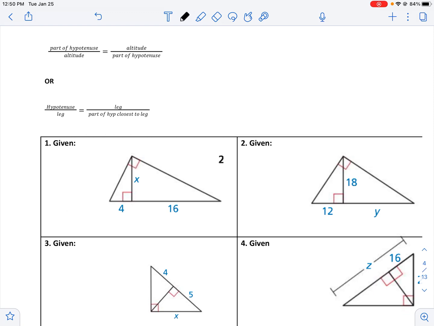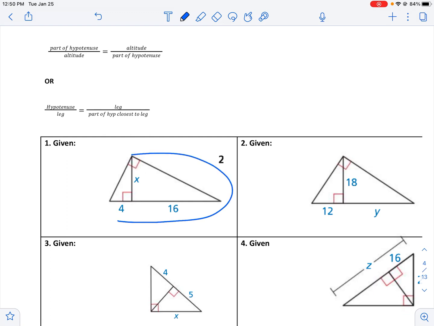This is a very short video on how to solve problems when you have a geometric mean, when you have an altitude drawn into your right triangle. Now, anytime you draw an altitude into a right triangle, you're going to create similar triangles, 3 similar triangles. Here's one, here's a second one, and the overall big triangle is a third similar triangle.